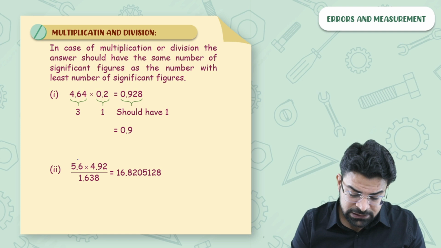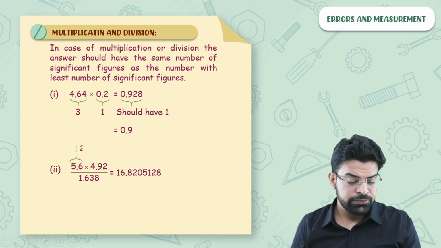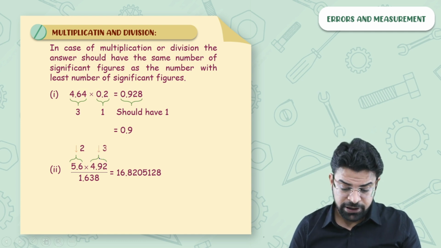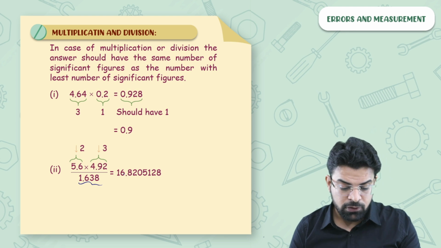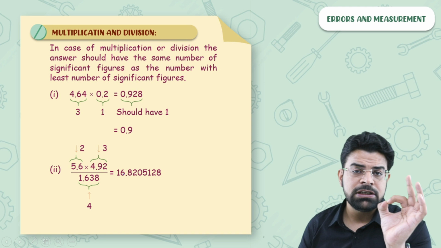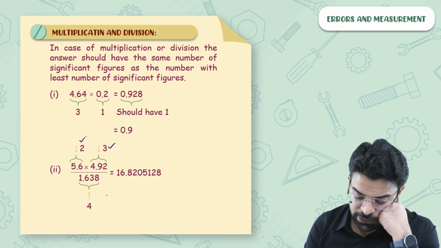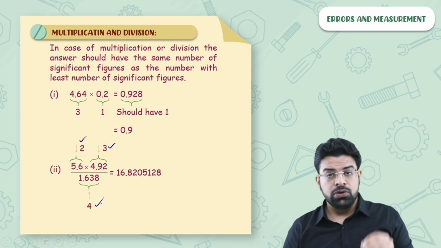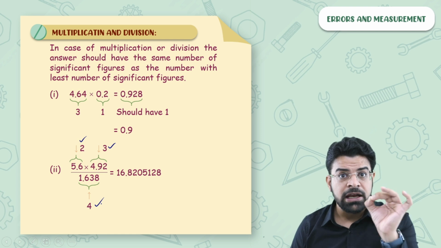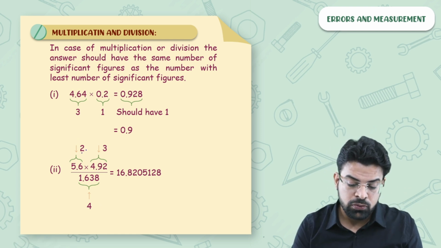Now, the first number involved in the calculation has 2 significant figures. The second number involved has 3 significant figures. The third number involved has 4 significant figures. The question is, how many significant figures should be present in the answer? So sir, the first one has 2, the second one has 3, the third one has 4. So the answer should have the least number of significant figures as in any one of the readings involved in the calculation. So the answer should have 2 significant figures.